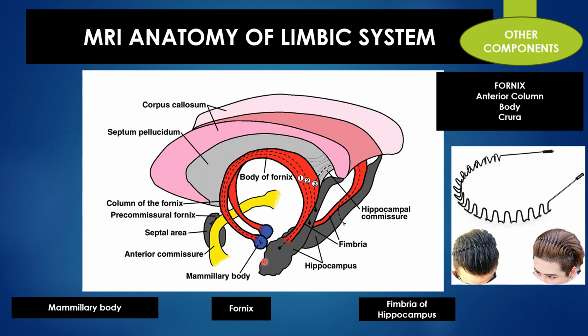So from the mammillary body, this is the body of the fornix, which looks like the hairband or hair clip, whatever it is called, and it ends in the hippocampus. So this is how it looks in the gross anatomy. The fornix has an anterior column, a body, and crura. We'll look at these structures later in the coronal anatomy. Okay, mammillary body, fornix, and it ends in the fimbria of the hippocampus. The fimbria of the hippocampus and the mammillary bodies are the two knobs or stubs at the ends of the fornix.